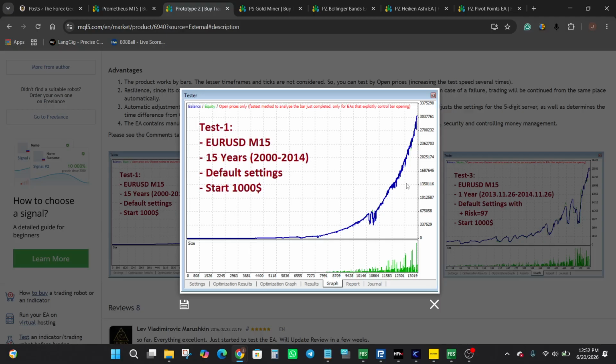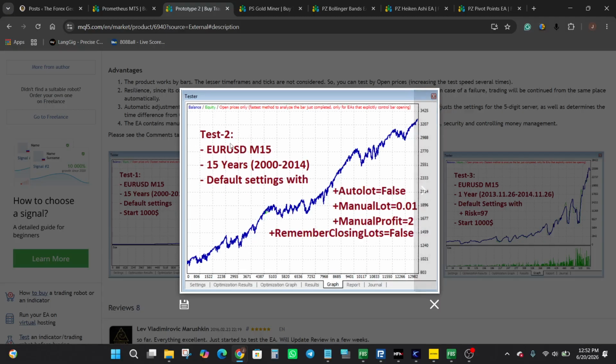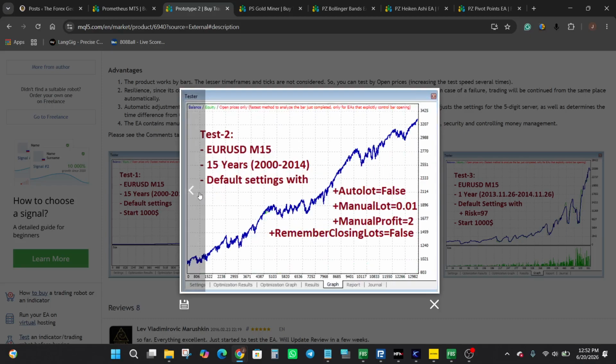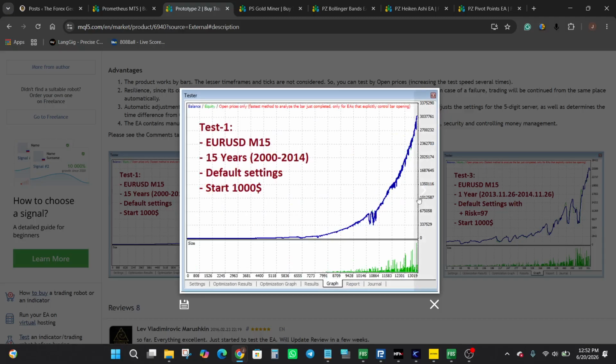Start balance was $1,000. This is for test 1. This is for test 2. Okay, here we have test 3, and I can see that the equity and balance curve is quite interesting. You know, the growth was stagnant for a while before it started moving up, and there were significant drawdowns during this period.